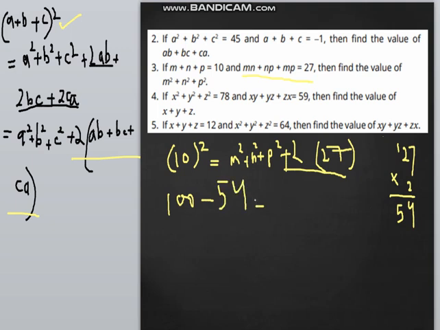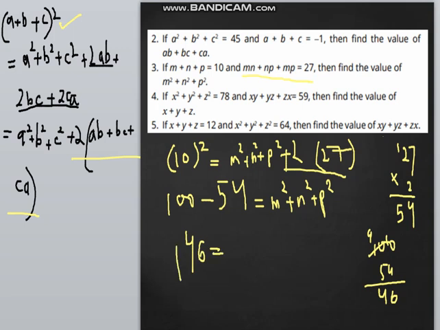100 minus 54 makes m squared plus n squared plus p squared. Now what's 100 minus 54? Let's find out. This becomes 9, this becomes 10. 10 minus 4 becomes 6. And 9 minus 5 is 4. So 46. This is the answer.